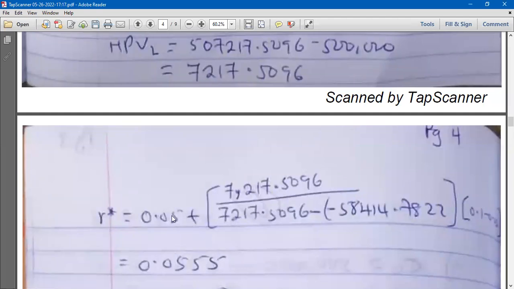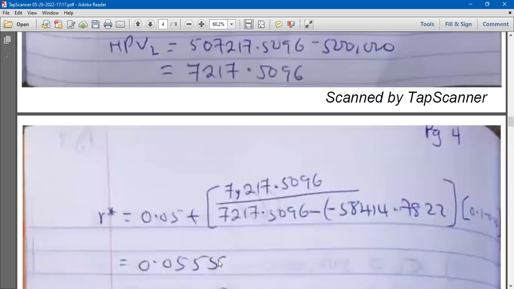When you come to the formula, remember this side was RL, the lower interest rate, that was 5%. So 0.05. And then in the bracket, the numerator is the MPV for the lower interest rate. That's what we got, 7217.5096 divided by the MPV for the lower interest rate minus the MPV for the bigger interest rate, which is minus 58,414.7822, times the bigger interest rate minus the lower. Here, the bigger one is 10%, the lower is 5%. So 0.1 minus 0.05.